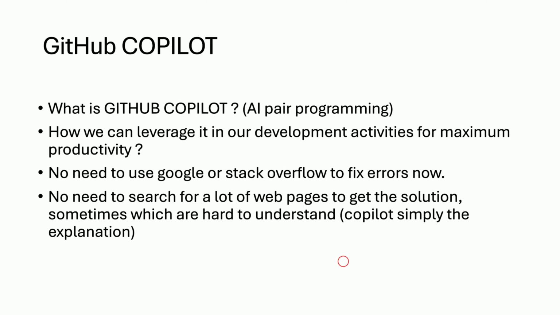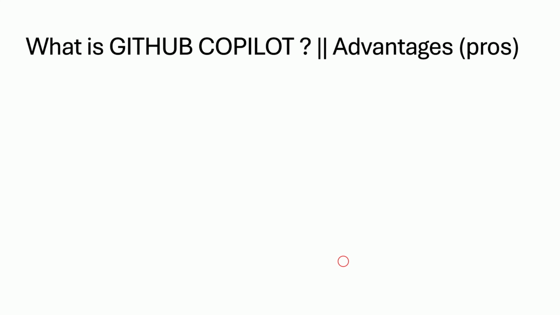But if you use Copilot, it simplifies that explanation. Even a junior developer can easily understand it at his own pace, and it helps a lot by providing a single solution instead of going through multiple solutions which will confuse us, right? So without any further ado, we'll go with what GitHub Copilot is and we'll see its advantages.